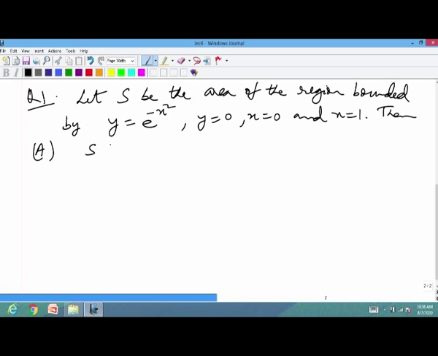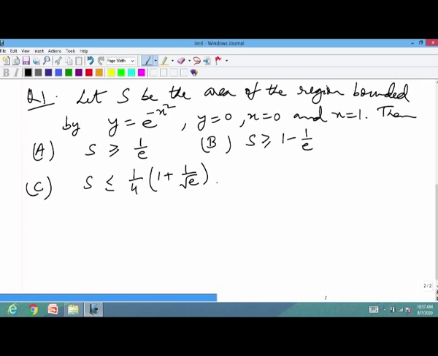A is S is bigger than or equal to 1 by e, B is S is greater than or equal to 1 minus 1 by e, C is S is less than or equal to 1 by 4 times 1 plus 1 by square root of e, and D is S is less than or equal to 1 by root 2 plus 1 by square root of e times 1 minus 1 by root 2.